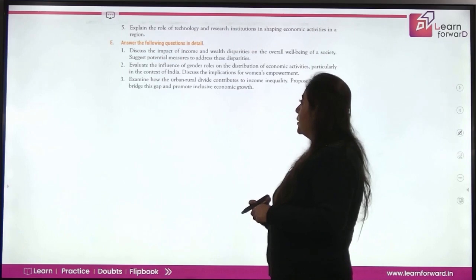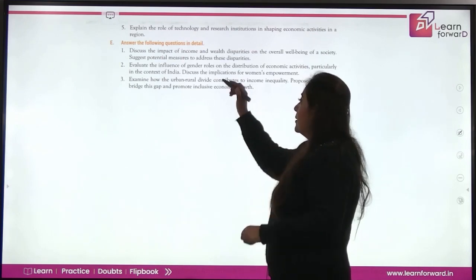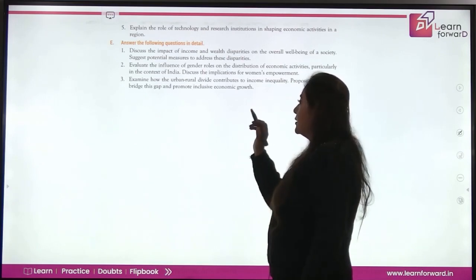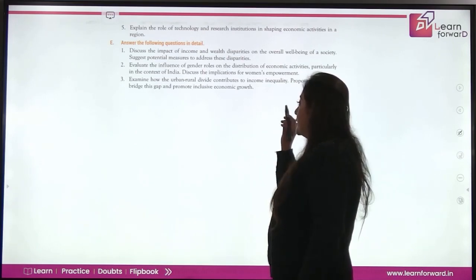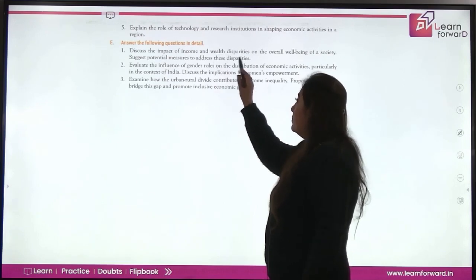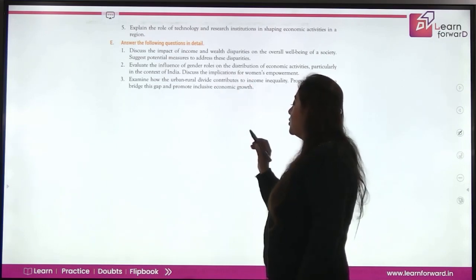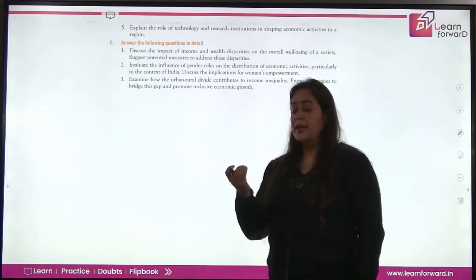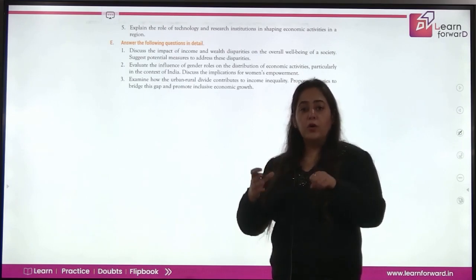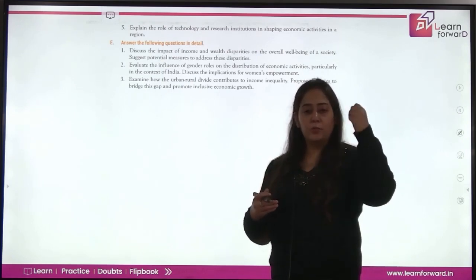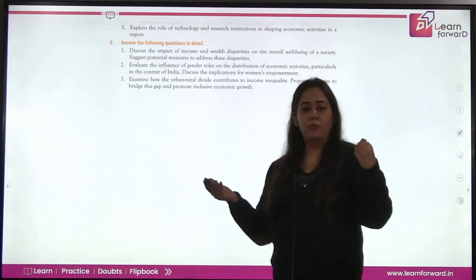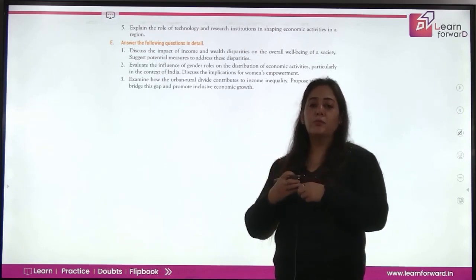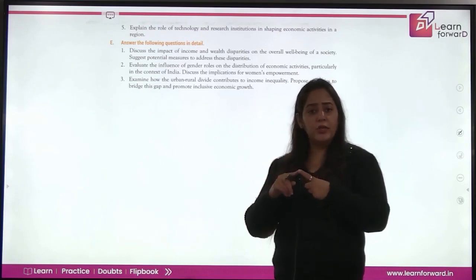Now let's come to the question answers in detail. Discuss the impact of income and wealth disparity on the overall well-being of a society. Suggest potential measures to address these disparities. In case income and wealth disparities are there, the major problem which a particular country faces is the eroding of social cohesion. There's a disparity between rich and poor, so there is erosion of the cohesion between people. Social cohesion is not there.